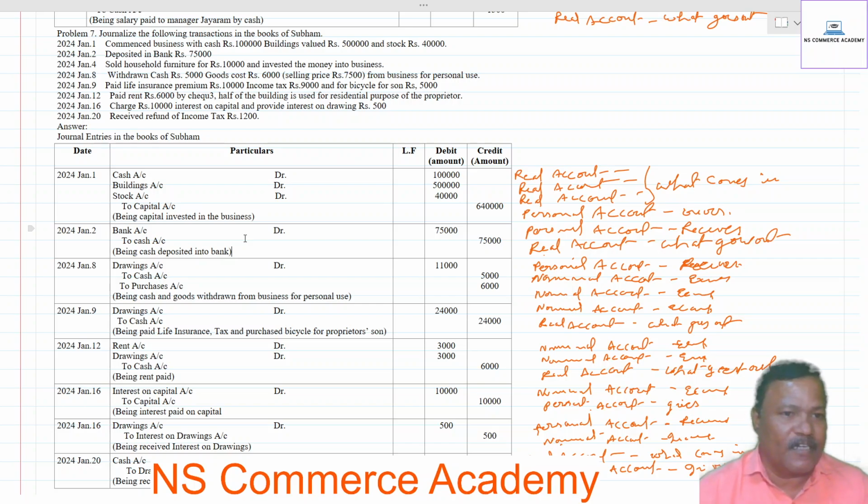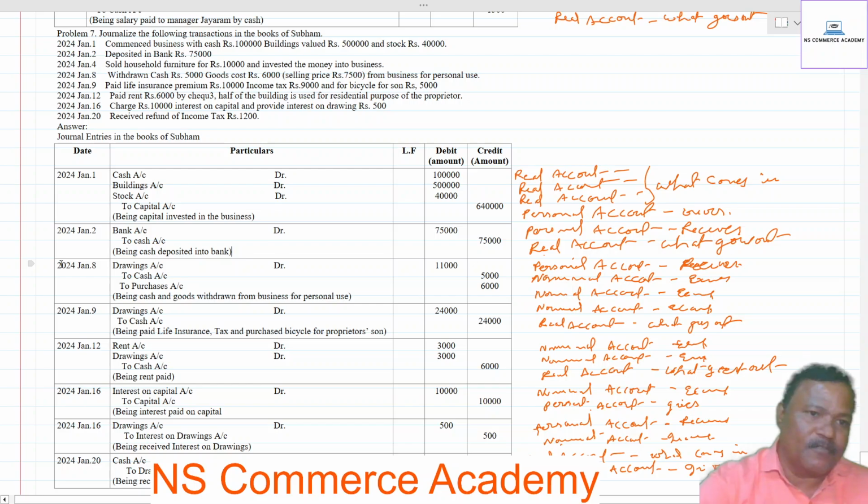Okay. So first write the date column. In the date column, 2024 January 8th, then drawings account debit 11,000. It is the personal account. We have to debit it. To cash account 5,000, to purchase account 6,000. So the entry is drawings account debit 11,000, to cash account 5,000, to purchase account 6,000. Being cash and goods withdrawn from business for personal use.